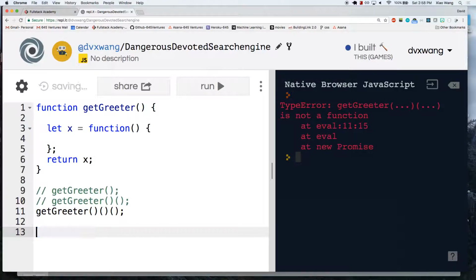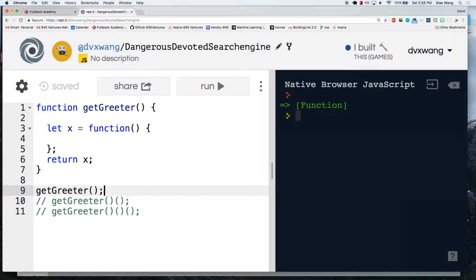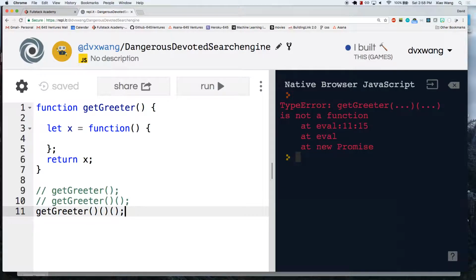That's not quite true. So if I remove these two, and I run this, it's going to return a function. Sorry. Okay, thanks. If I run this, it's going to return what? Anyone? It'll return undefined. And then when I run this, what do I get? Error. Good.